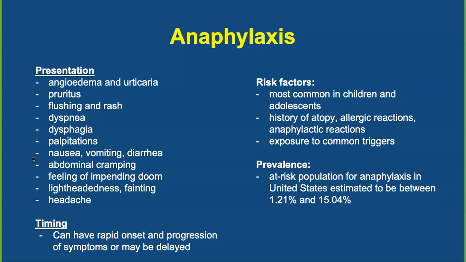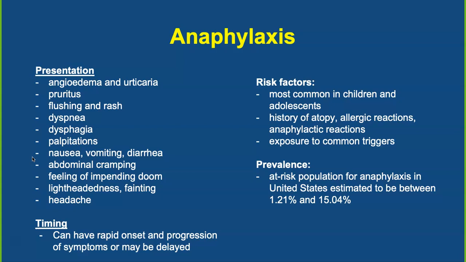So about anaphylaxis, which is something that I'm sure you all are familiar with. This presentation typically has angioedema and urticaria, which looks like swelling or inflammation. Patients might have itching or flushing. They could have difficulty breathing or swallowing. They could also have a little less common nausea, vomiting, diarrhea, and abdominal cramping. Patients also might have a feeling of impending doom or lightheadedness and faint.